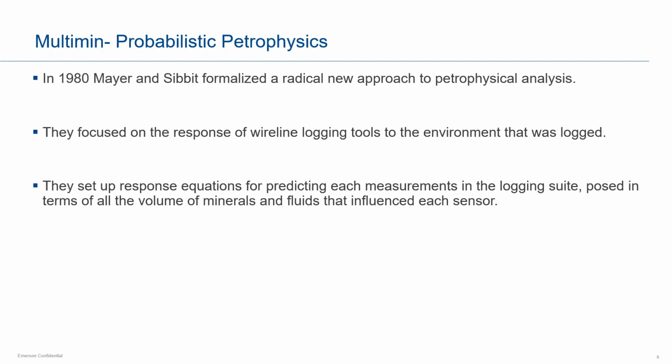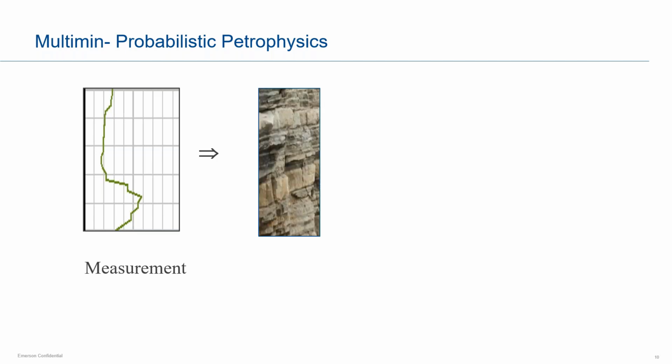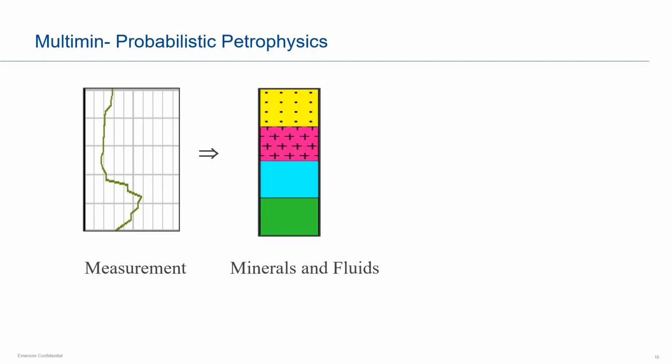They focused on the response of each wireline logging tool in the environment in which it is logged, and then they set up a response equation for each logging tool measurement in terms of the volume of minerals and fluid in that particular formation. If you look at this slide, you can see a typical logging tool measurement. When I say a logging tool measurement, it is the response from the formation, meaning the response from minerals and fluids in the formation. Also, this logging tool measurement depends on the tool physics. If I have an acoustic tool or a nuclear log, the physics of the tool is included.